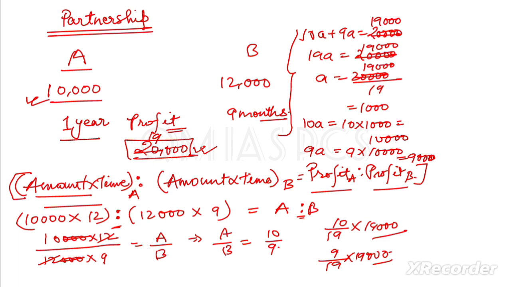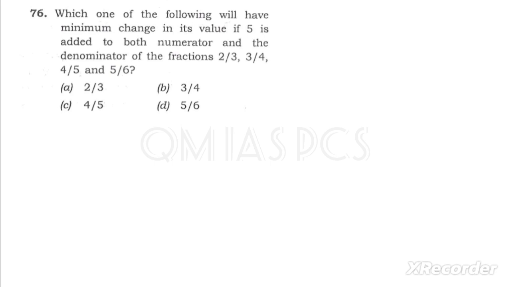Okay, so right now we have practiced some questions. Now we will practice the PYQs. So let's try that one. See, look at this question. This is from UPSC 2020. Very easy question. Which one of the following will have minimum change in its value if 5 is added to both numerator and denominator? I have told you this type of question.